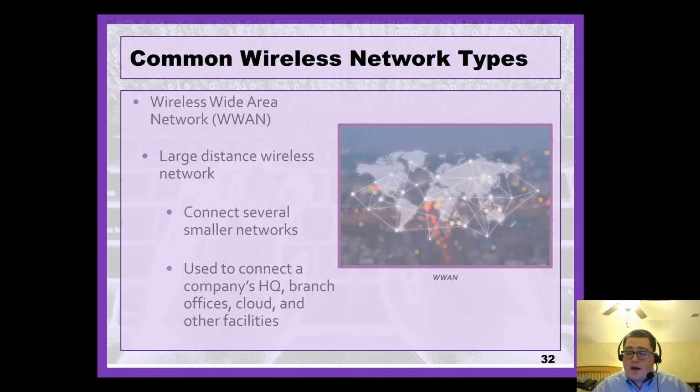Finally, you have the wireless wide area network. These are long distance wireless networks. They can be used to connect several smaller networks from around the globe and can be used to connect a company's headquarters, branch offices, cloud, and other facilities.